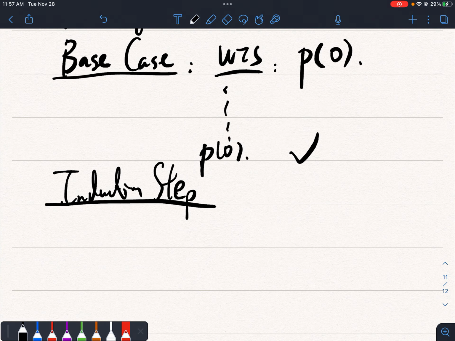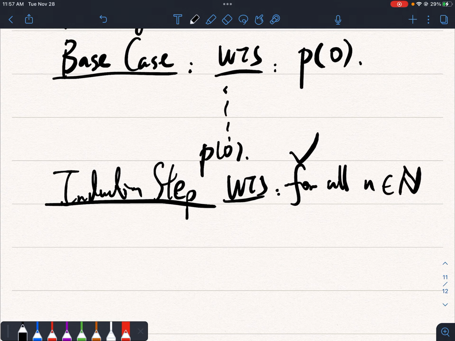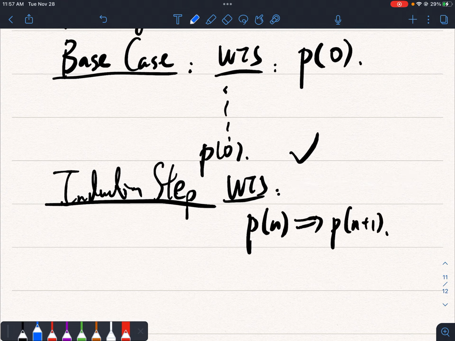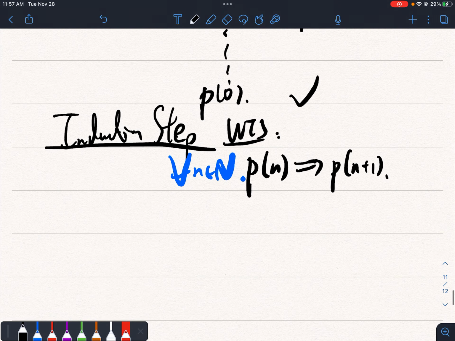Which means all you need to show is that for all n, in our case for all natural numbers, P_n implies P_{n+1}, right? Or in the next video, I would denote this by for all n in N, P_n implies P_{n+1}, which means the previous one implies the next one. And to prove it, all you need to do is that you just fix any n in the natural numbers.